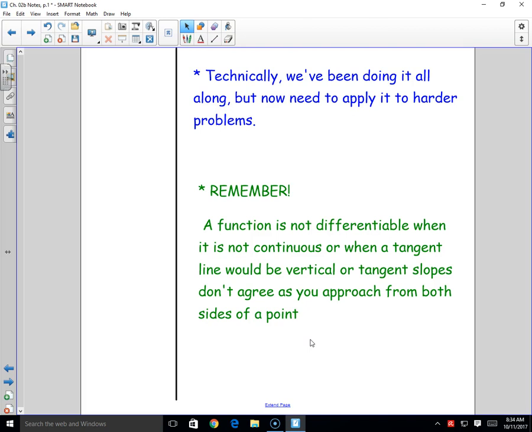The derivative will not exist when it is not continuous. We already know that. If the function is not continuous, it's not differentiable. Forever card number 9. Actually, don't remember. It's not 6. It's past 6.